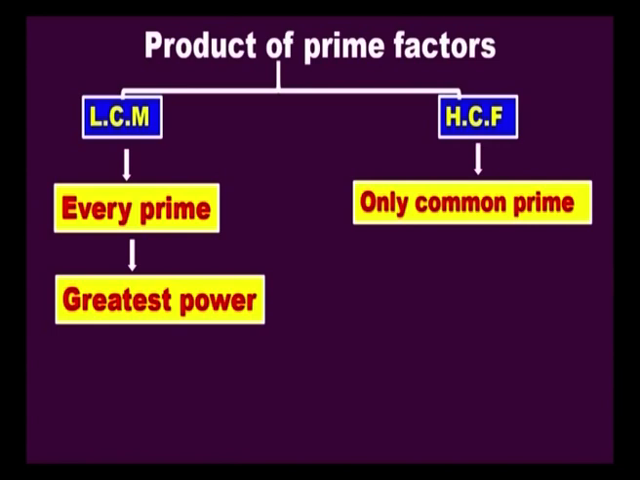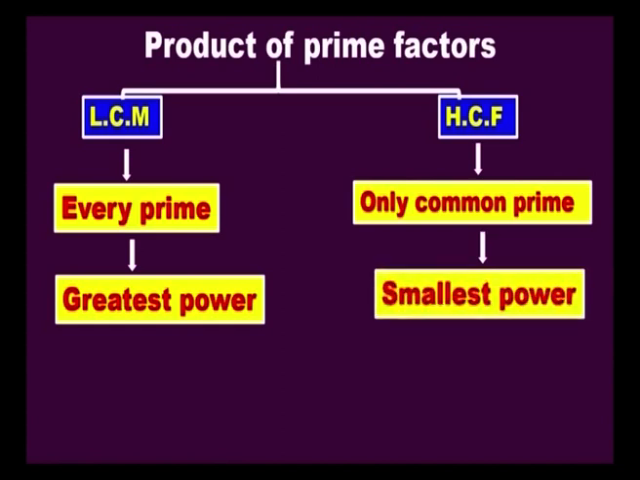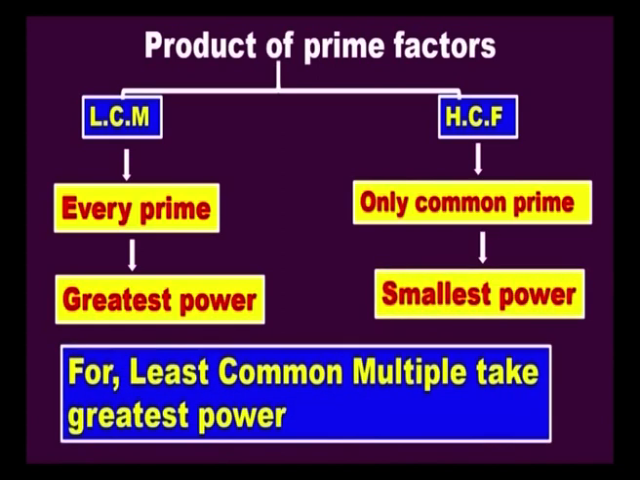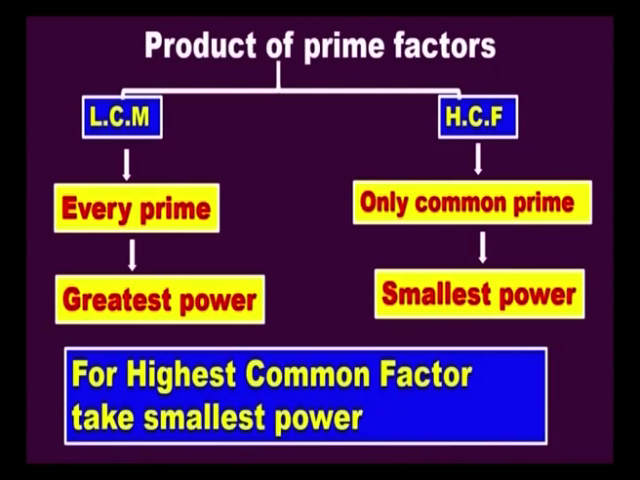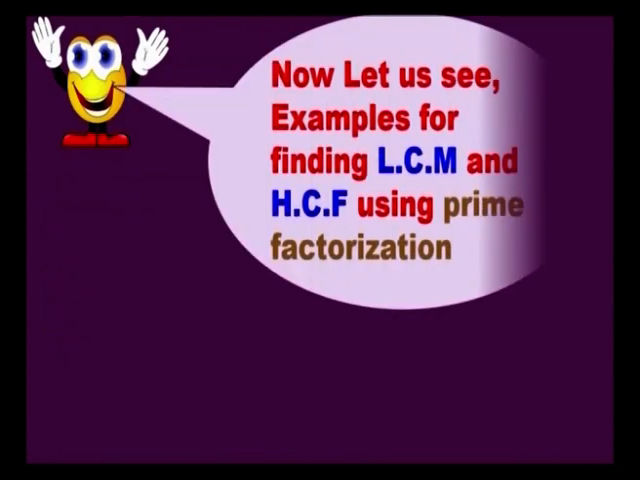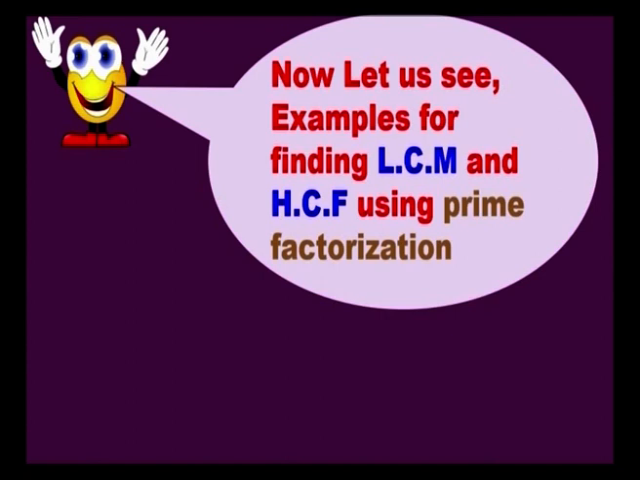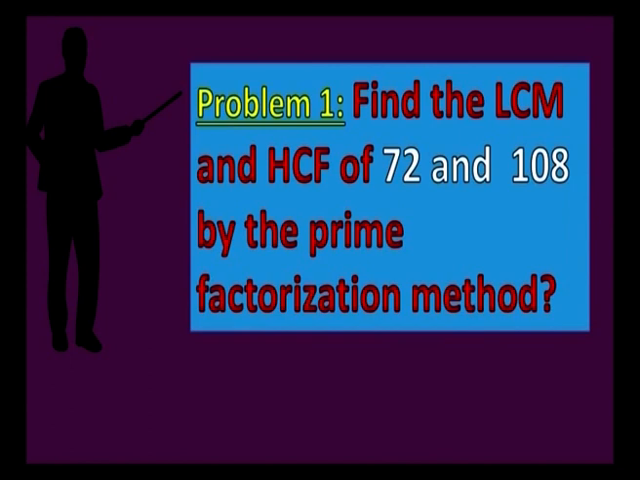After writing all the prime numbers, for LCM I should consider the greatest power, whereas for HCF I should consider the smallest power. For least common multiple, take the greatest power, and for highest common factor, take the smallest power. Now let us see examples for finding LCM and HCF using prime factorization. Find the LCM and HCF of 72 and 108 by the prime factorization method.